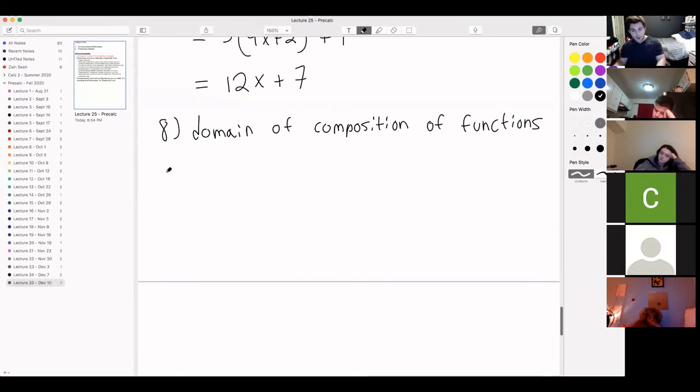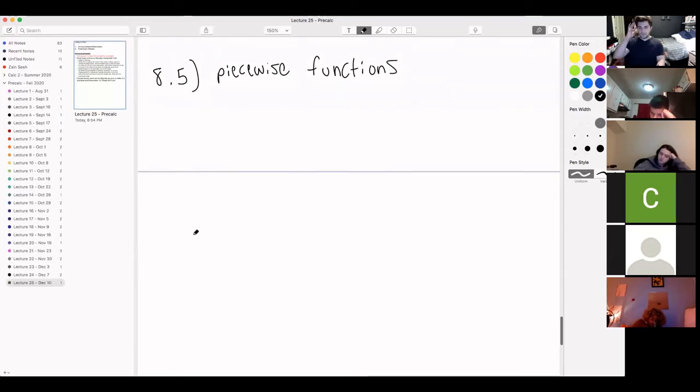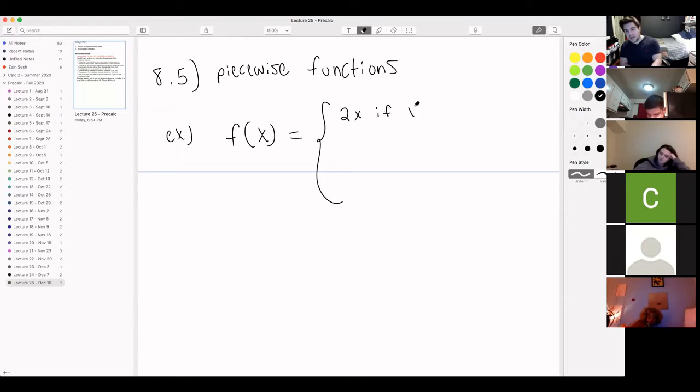Okay. So I added this to my notes late, so I have it labeled as 8.5. This would be piecewise functions. A piecewise function looks like this. Here's an example of one of them. I'm just making this off the top of my head. So f of x is equal to 2x if x is less than 1, or x plus 2 if x is greater than or equal to 1. This is an example of a piecewise function.